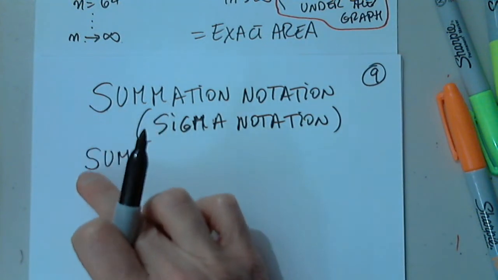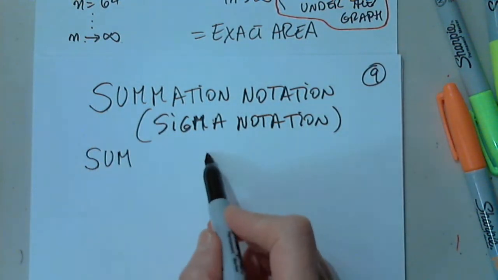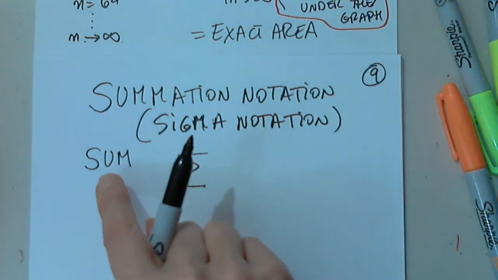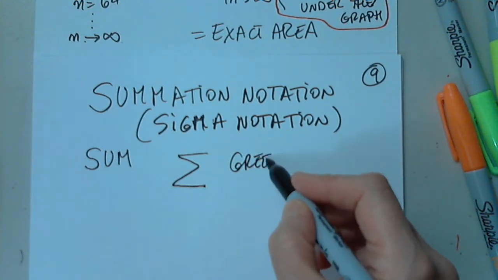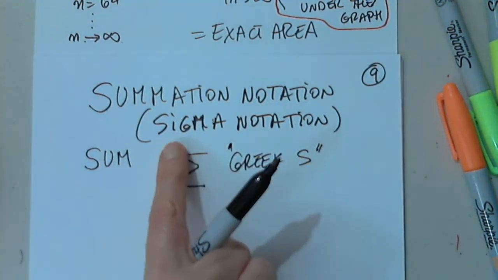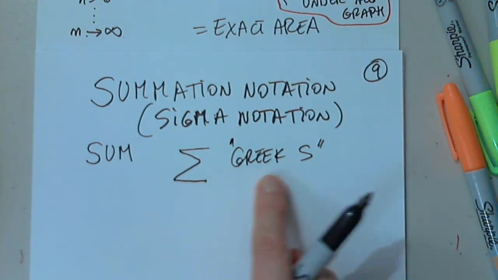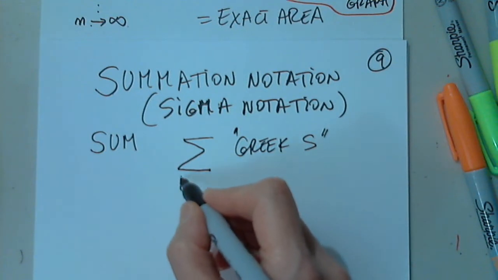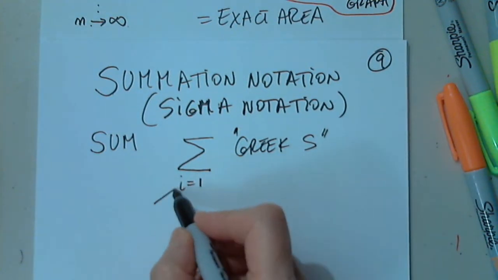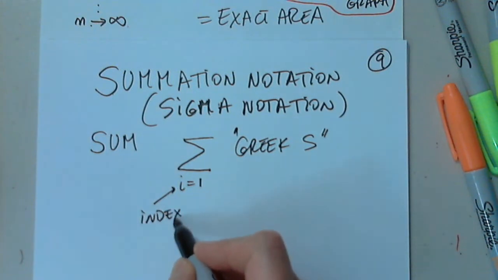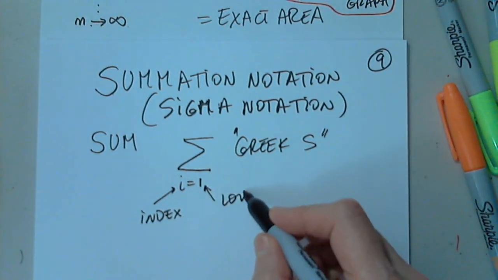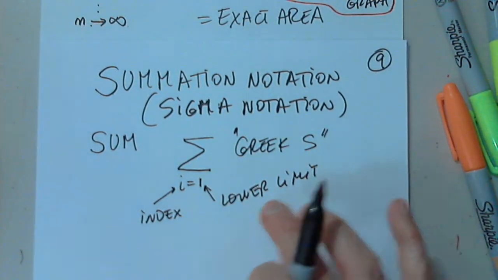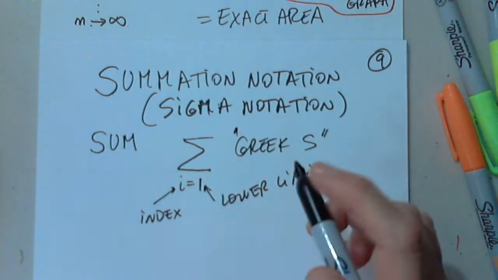We are not using this letter. We are using this letter. So this is the sigma, the Greek S. So the sigma notation is the Greek letter S because it's more convenient to present from i equals 1. i is the index. 1 is the lower limit, not to be understood as the limit as LIM. No, the lower limit means the starting number.